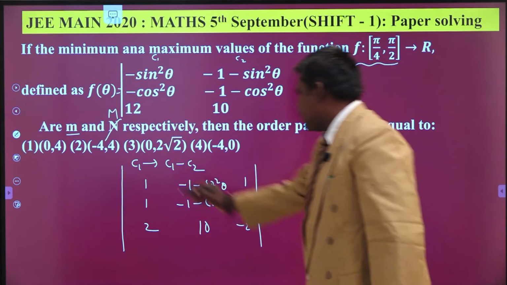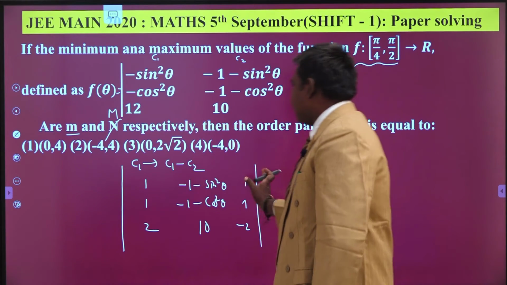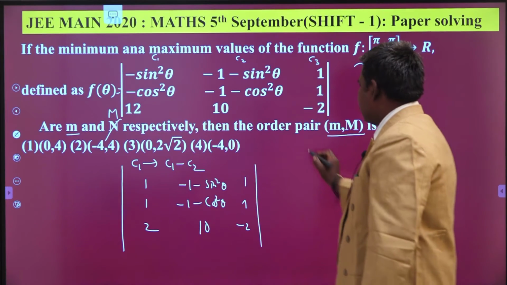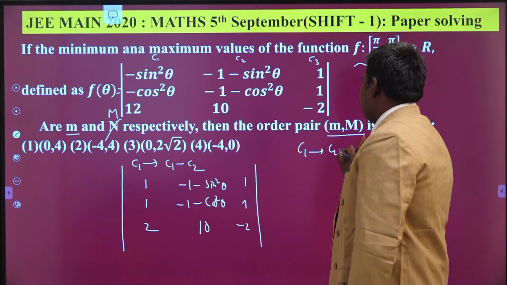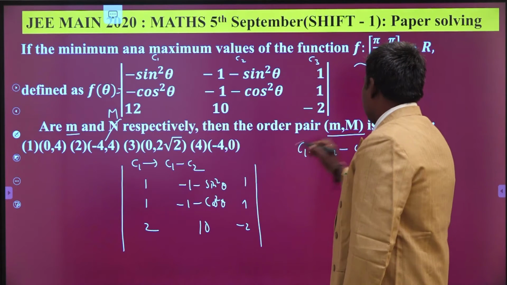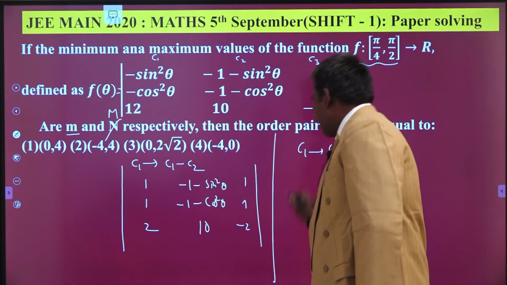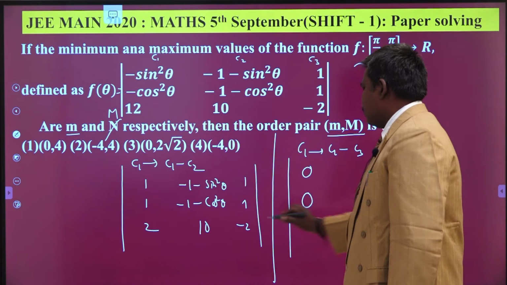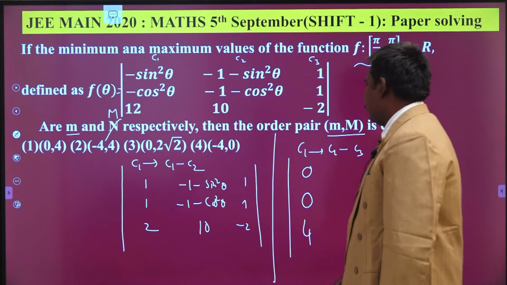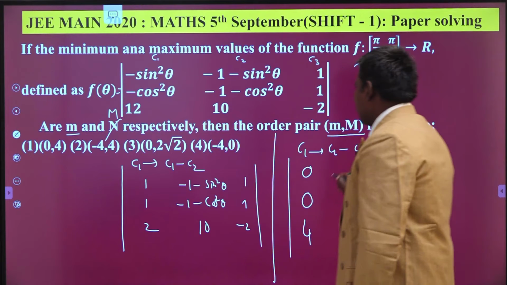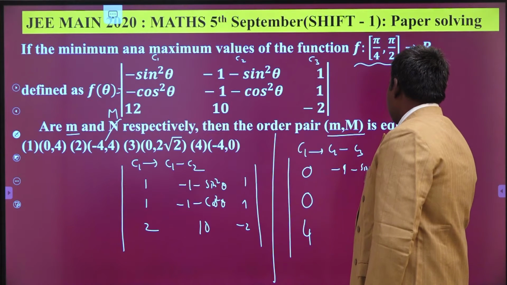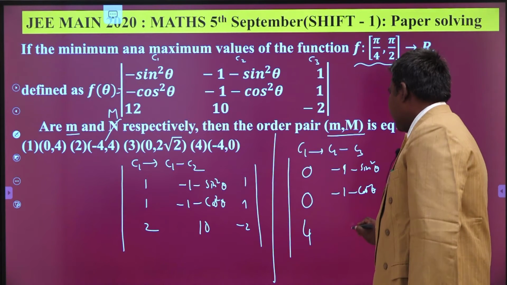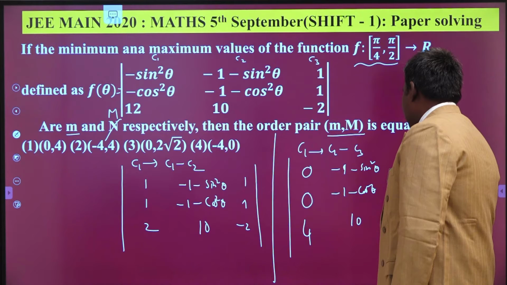Observe, students, the first and third columns. Again apply the operation, C1 tends to C1 minus C3, and we get two zeros. So what happened? 1 minus 1 becomes 0. Again 1 minus 1, 0. 2 minus of minus 2, that is 4. Next what you have? Minus 1 minus sine square theta, minus 1 minus cos square theta and 10, 1, 1 and minus 2.